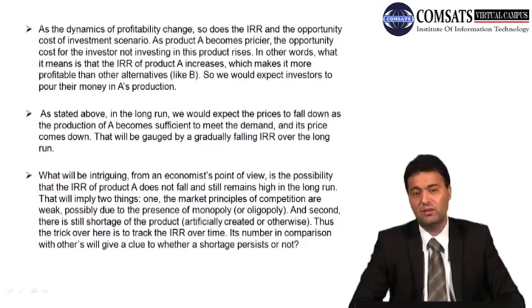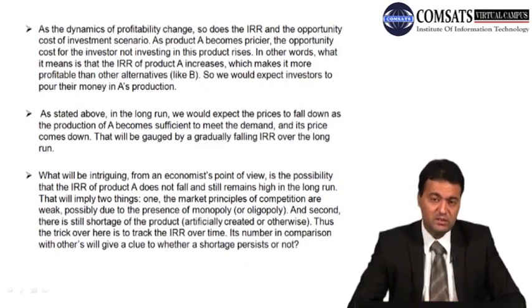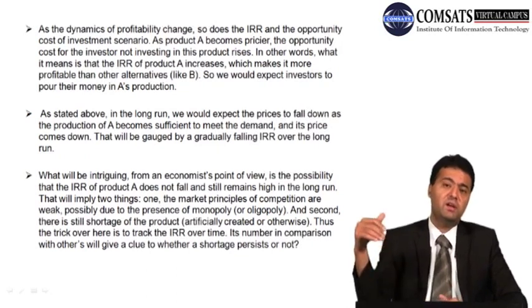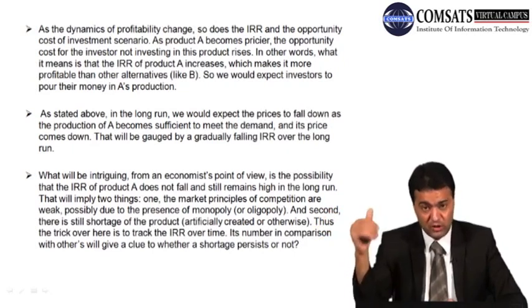As investors pour in to the production of that thing or that commodity which is in short supply, its production would naturally increase because a lot more investors are coming in, and the increase in its production would result in lower prices in the future, and there's a lower internal rate of return. But if it doesn't happen, what if it doesn't happen? It stays, the internal rate of return stays the same or keeps on increasing. And that is intriguing for an economist, because that's an indication that shortage still persists and the product is still sought after.